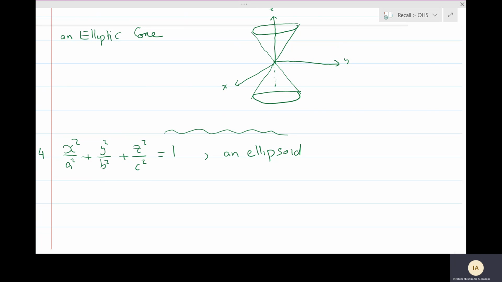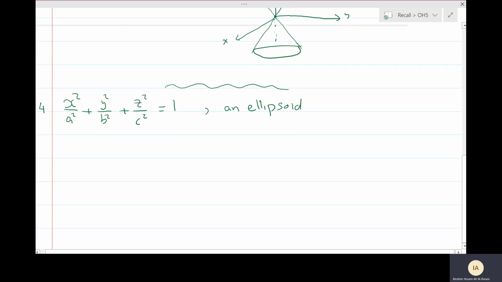Well, notice the traces. What is the trace when x equals 0? You get an ellipse. What is the trace when y equals 0? You get an ellipse. When z equals 0, you get an ellipse. Always the traces are ellipses. So if you want to graph it, find the intercepts. Like graphing an ellipse, you just find the intercepts and then join them. The same thing here: to graph it, find the intercepts and then join them.